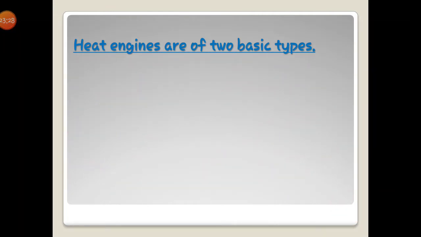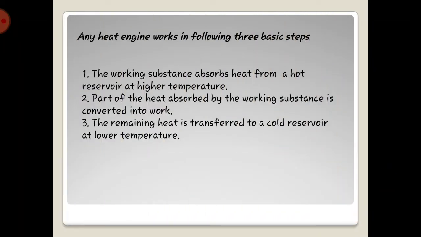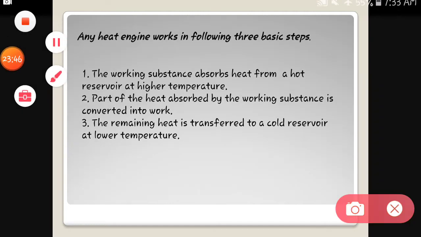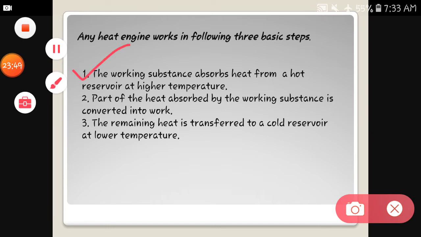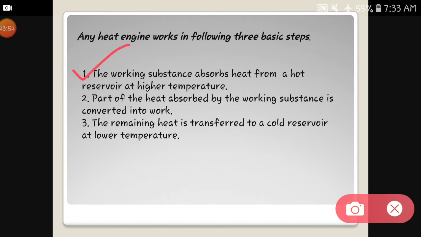Now, any heat engine can work with the basic 3 steps. Which are the 3 steps? We will discuss in this slide. The first step is that the working substance absorbs heat from a hot reservoir at higher temperature. This is the first step. The working substance absorbs heat from the hot reservoir, or we can call it the source, at higher temperature, which is TH. And the second part is that part of it is absorbed by the working substance and it is converted into work.